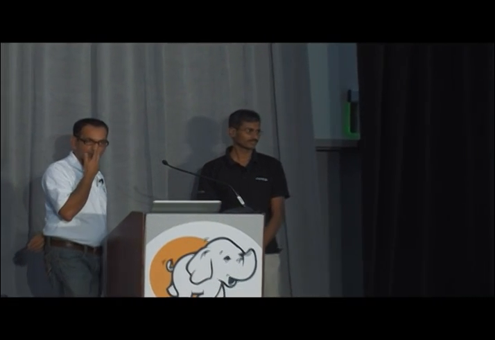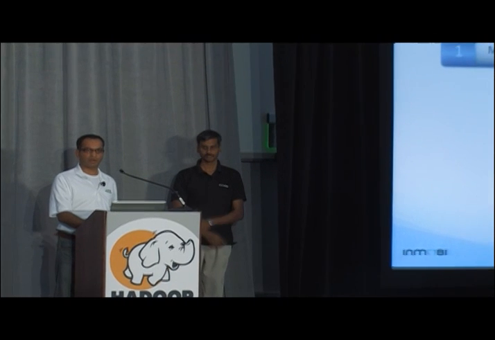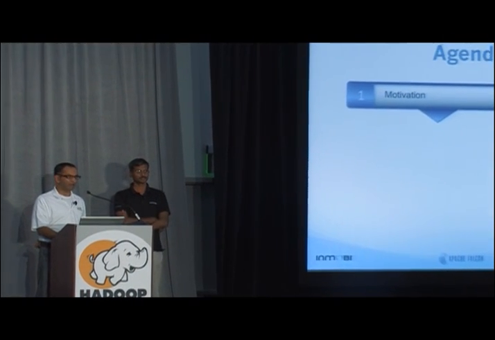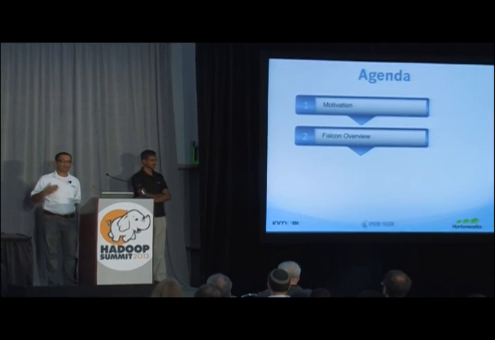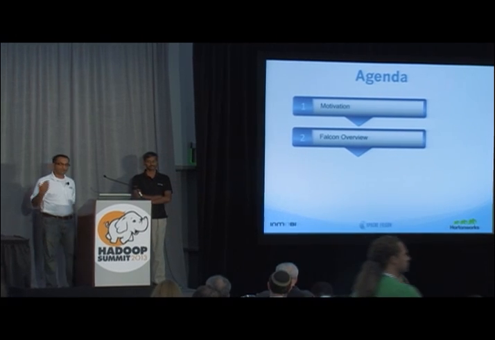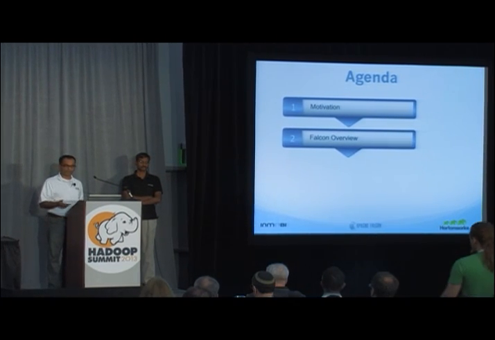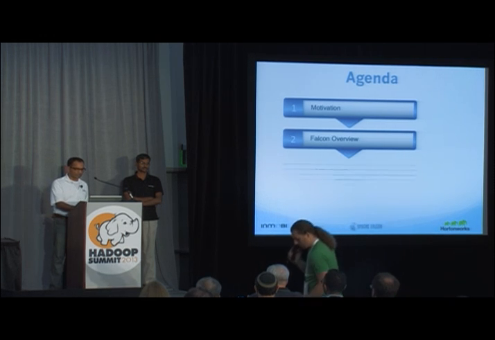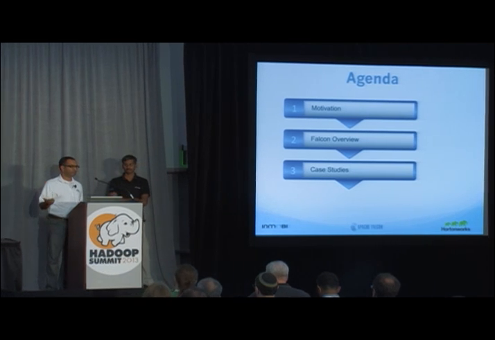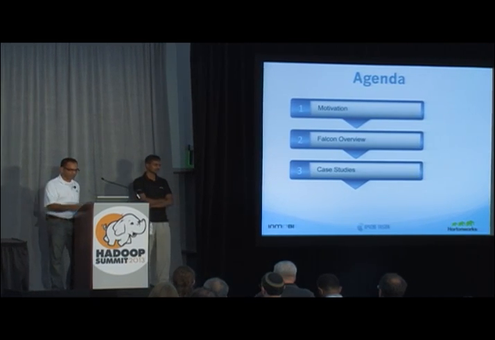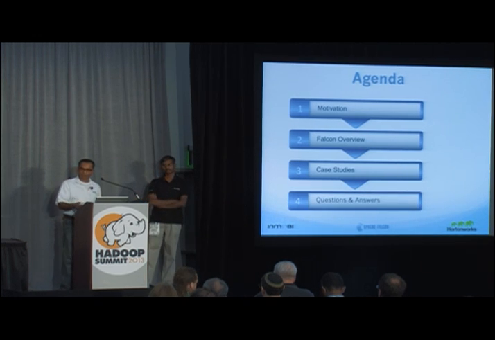So let's look at the agenda. We're going to cover the motivation behind Falcon, why we had to build something like Falcon, and see what the challenges are in a typical data management platform, and look at an overview of Falcon. Let's now see how Falcon addresses these challenges and do a drill down on the architecture and different aspects of how Falcon works, followed by a couple of case studies so that once you understand the architecture, you get a picture of how it's being used in real life. And finally, open for questions and answers.